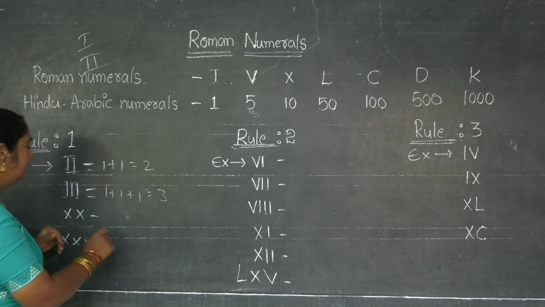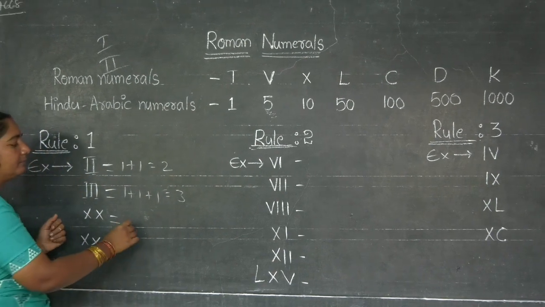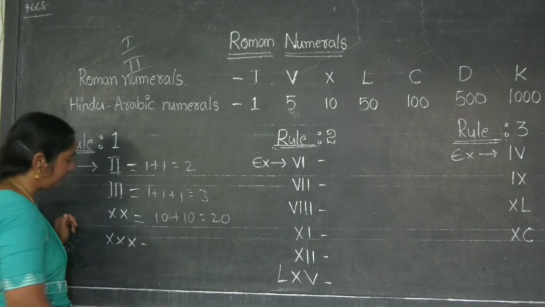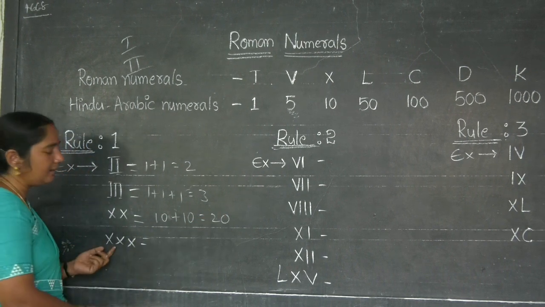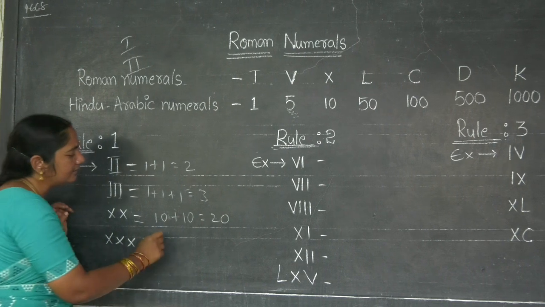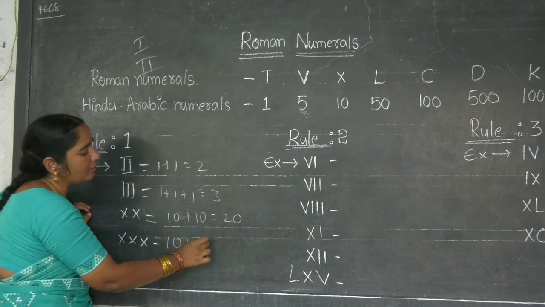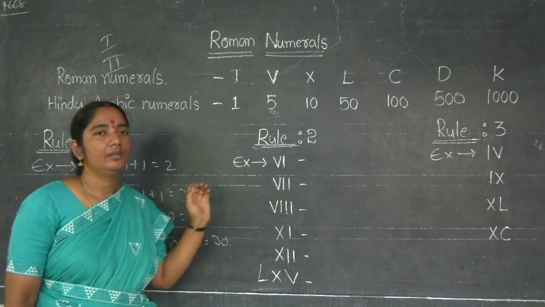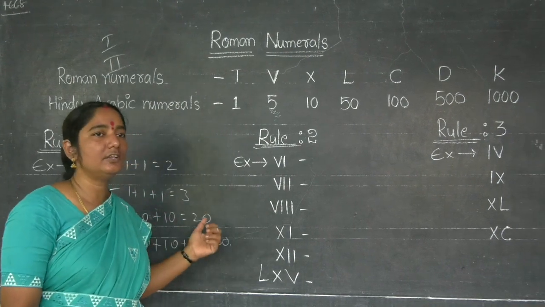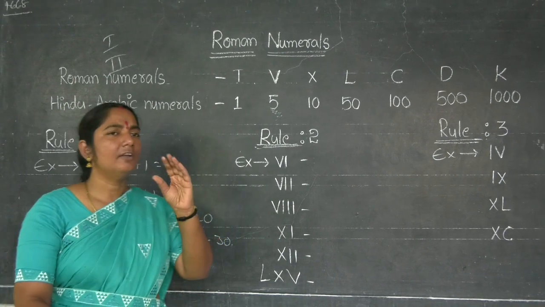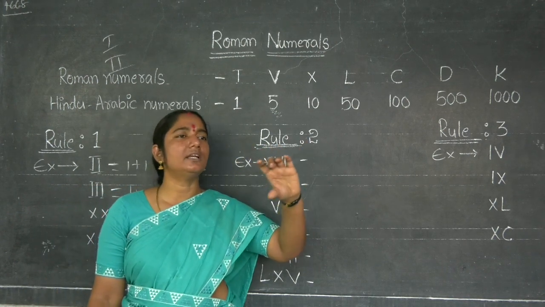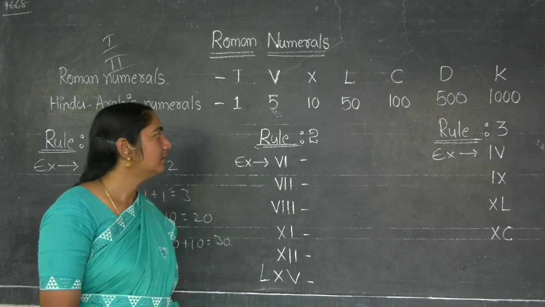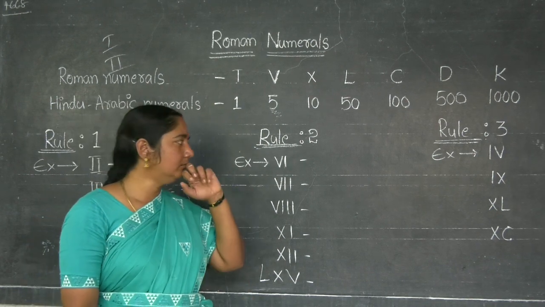So simple. This is nothing but 10 plus 10, that is equal to 20. This is 10 plus 10 plus 10, that is 30. Now by this time you understood the first rule. Whenever the same thing is there, one beside the other, we have to add the values. That's rule number 1.